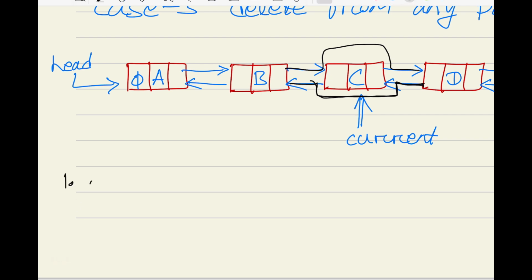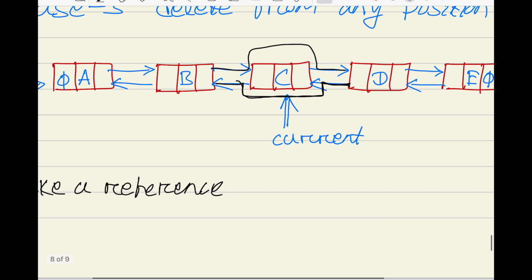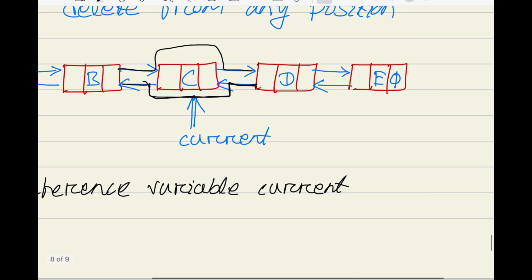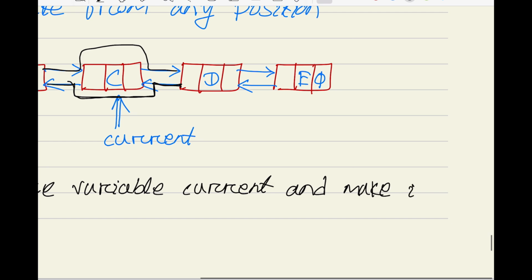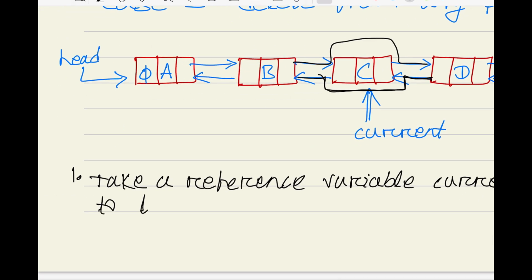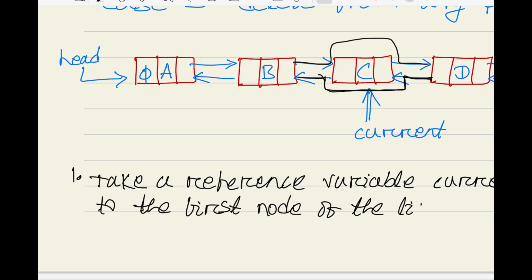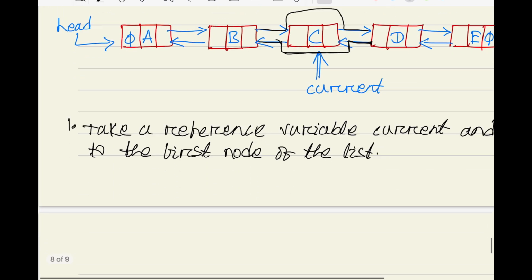in step 1 take a reference variable current, and make it point to the first node of the list. Then what is the next step?